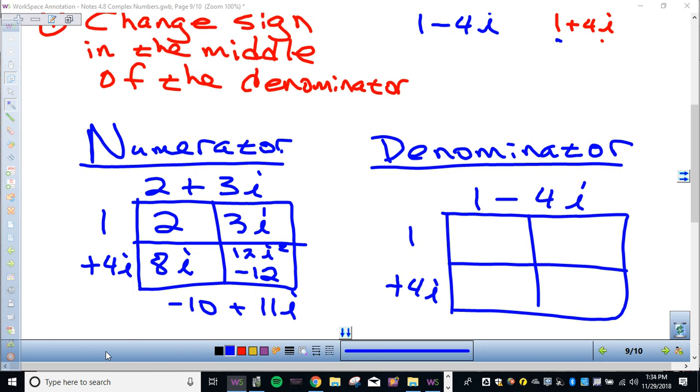Denominator we already talked about, so I get 1, negative 4i, positive 4i, and negative 16i squared, or positive 16. And then when you multiply by the conjugate, the diagonal lower left to upper right always cancels. 1 plus 16 is 17.